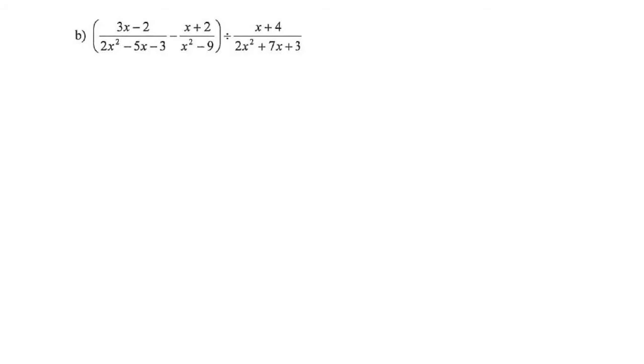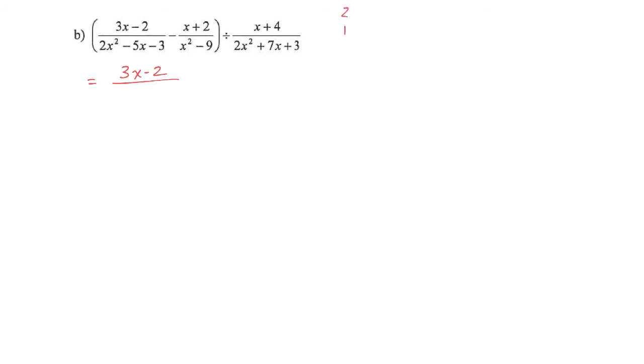Okay, we're back. Same thing as always. First step, let's factor everything and see what makes up each of those denominators. On my denominator here, I've got a complex trinomial, so I'm going to work over here on the right side.